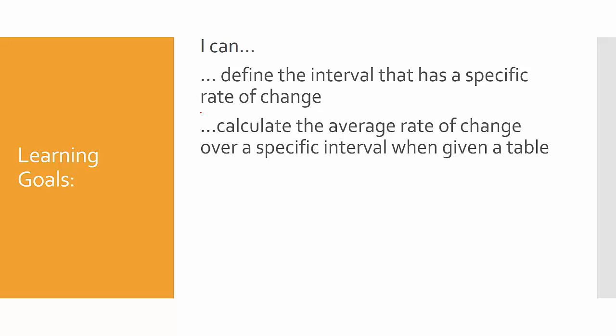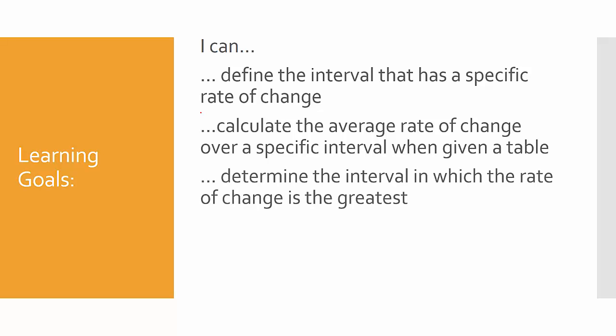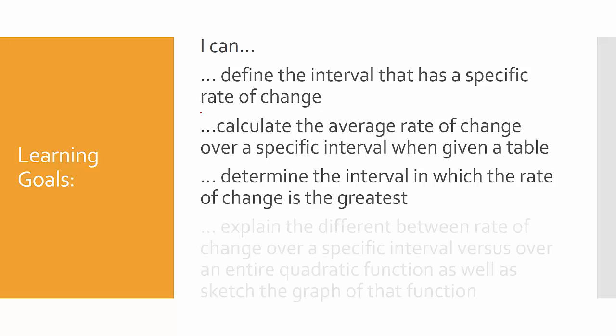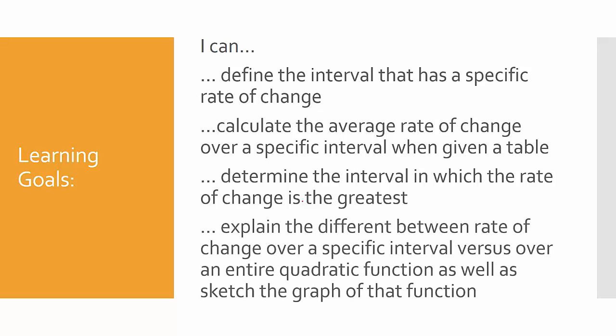So I can define the interval that has a specific rate of change, calculate the average rate of change over a specific interval when given a table, determine the interval in which the rate of change is the greatest, and explain the difference between rate of change over a specific interval versus over an entire quadratic function, as well as sketch the graph of that function.